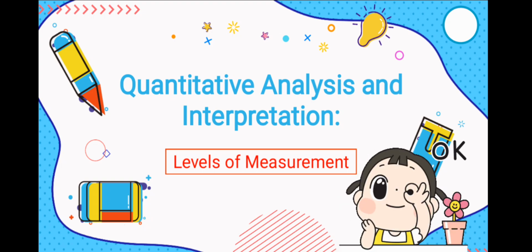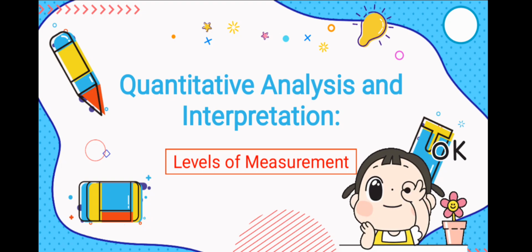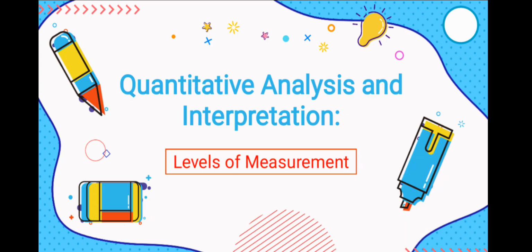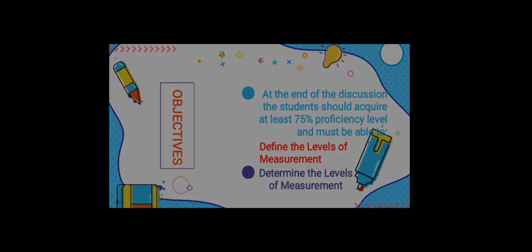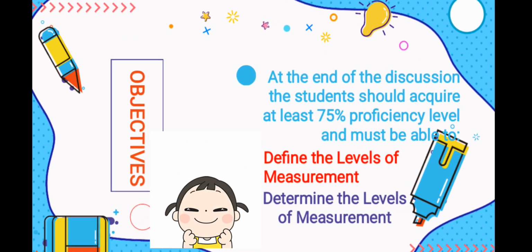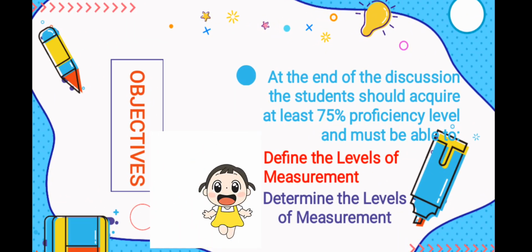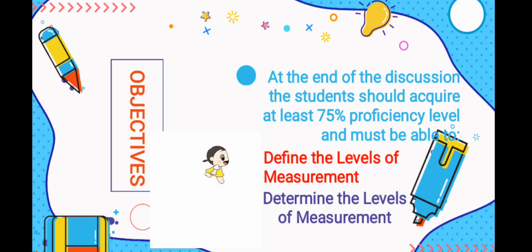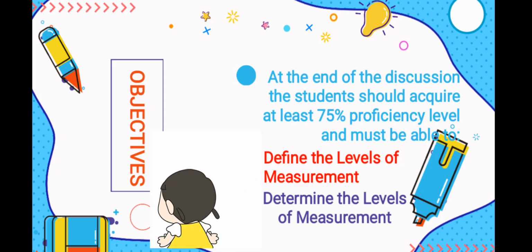Okay, let's start. Our discussion for today is all about quantitative analysis and interpretation under the levels of measurement. But before that, here's our objectives for today's video. At the end of the discussion, the student should acquire at least 75% proficiency level and must be able to define the levels of measurement and determine the levels of measurement.